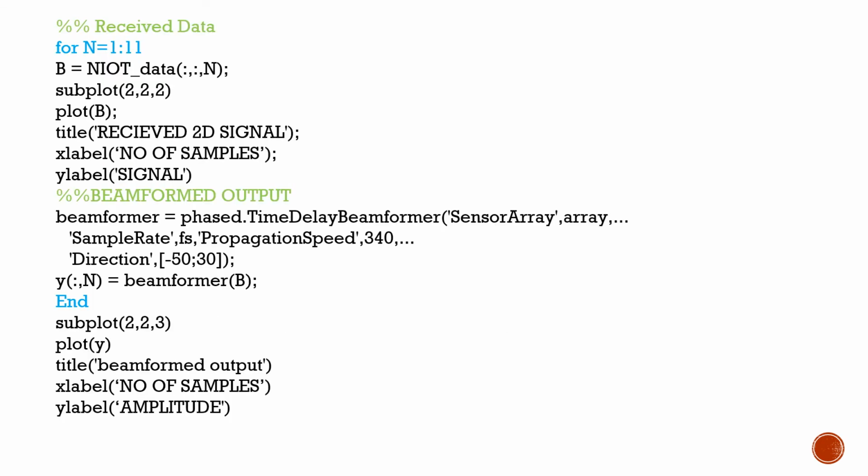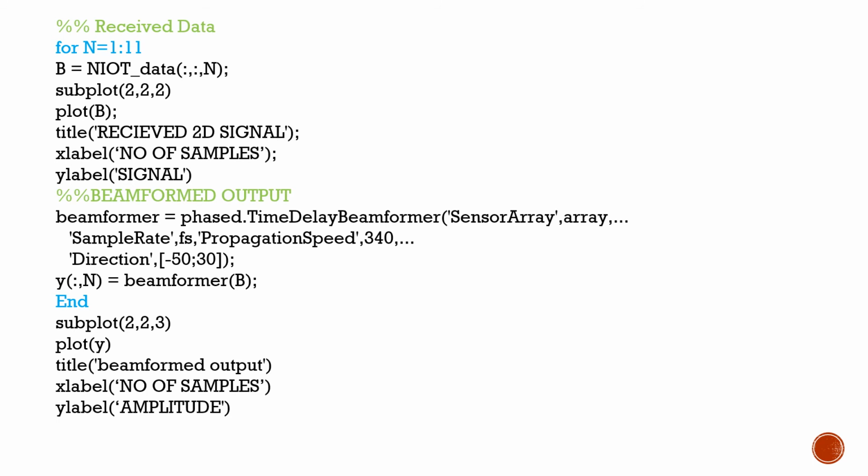Since we have already plotted the input signal, now we will be plotting the received signal. The received data is from an 8 hydrophone array. It is a 3D matrix. The NIOT received data is a 3D matrix of size 1536 samples by 8 by 11 elements. In order to plot the received data, we will consider each element from the 11 elements and plot them separately. After this, we need to perform beamforming on the received data.